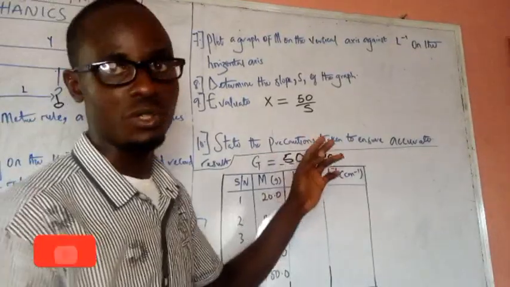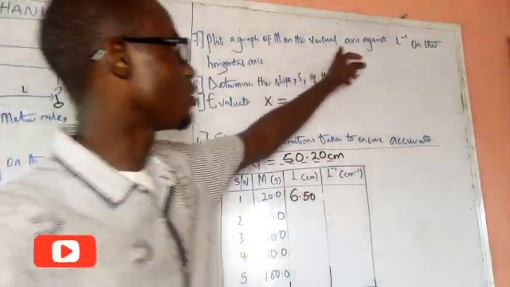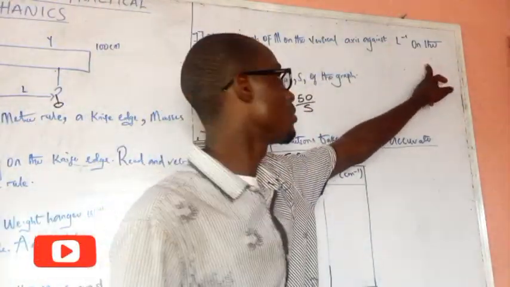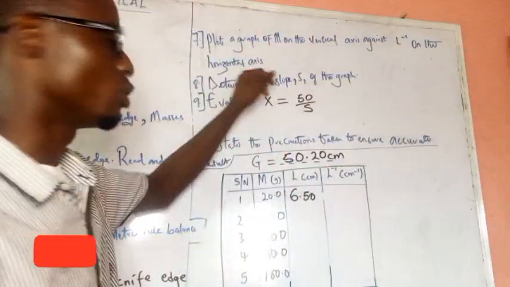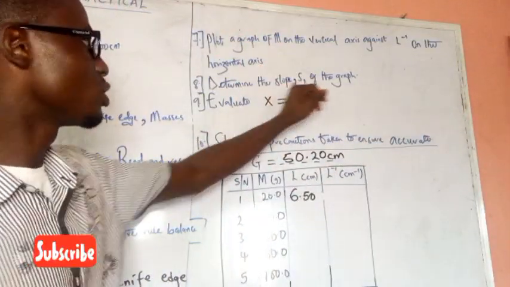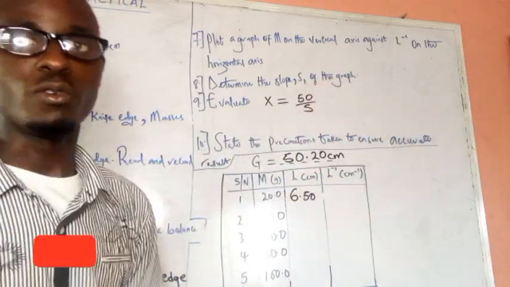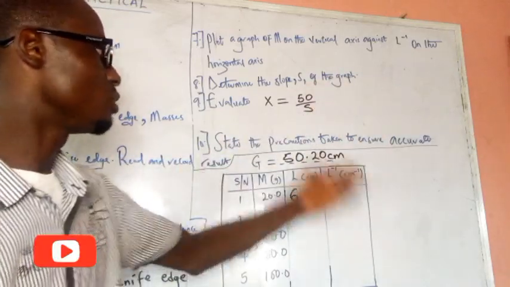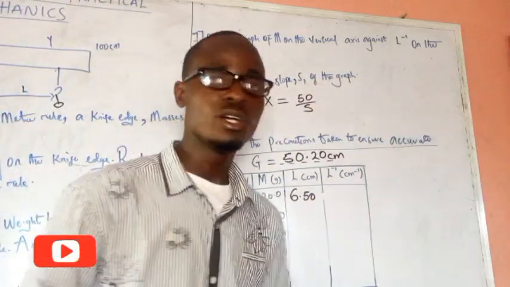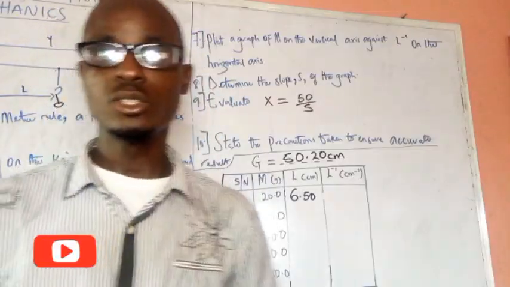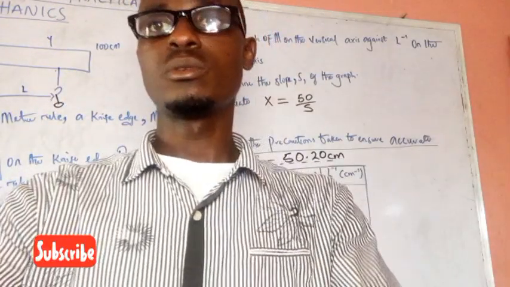After tabulating your readings, you are meant to plot the graph of M on the vertical axis against L inverse on the horizontal axis. Then determine the slope S of the graph. Then we evaluate X equals 50 all over S. And at the end, we state the precautions we take to ensure accurate results. So now let's see how the experiment will go.